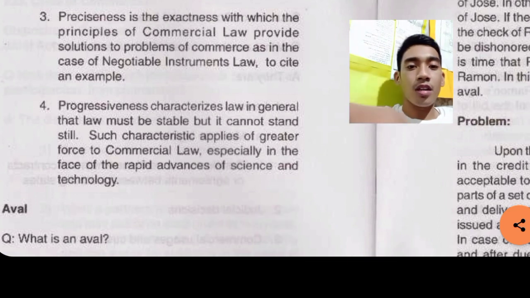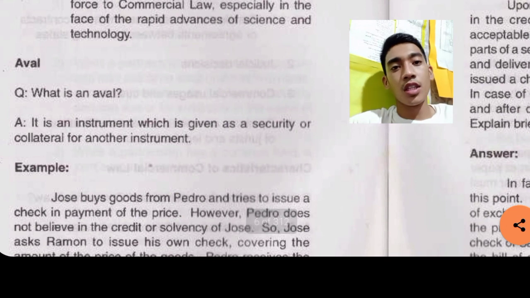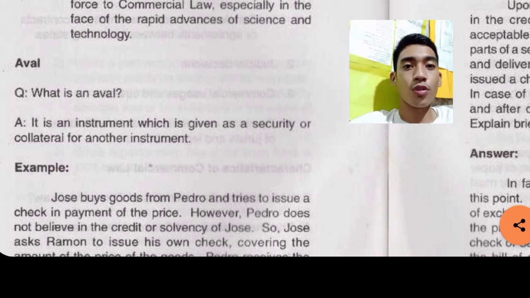This time, we will be talking more about specifically what are those under the study of commercial law. The first is aval. What is an aval?